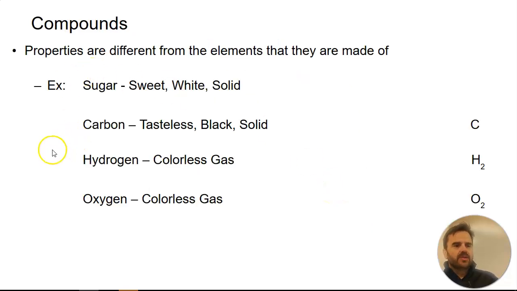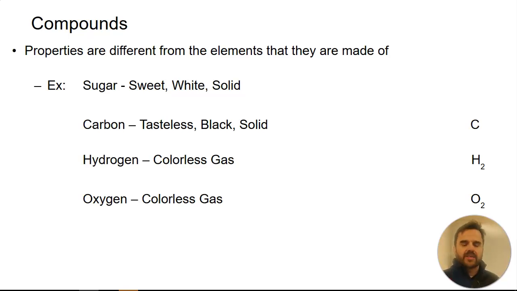Okay, so compounds have properties that are different from the elements they are made of. This is important to understand. Normally we would think, okay, we take an oxygen and combine it with a carbon, and the result is going to be a combination of those two. But the funny thing about compounds is they have totally different properties than what their elements might have.